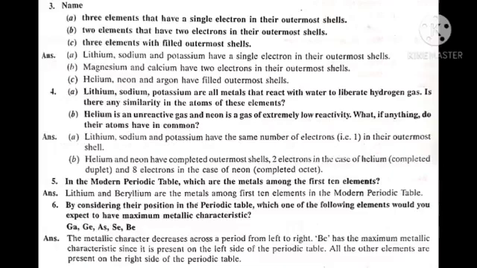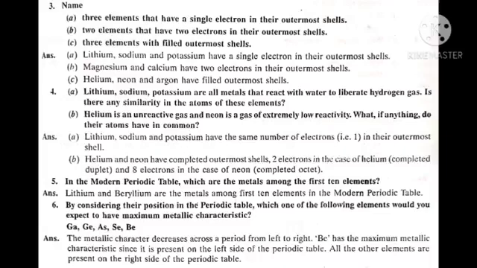Answer: A. Lithium, sodium and potassium have a single electron in their outermost shells. B. Magnesium and calcium have 2 electrons in their outermost shells. C. Helium, neon and argon have filled outermost shells. Question number 4. A. Lithium, sodium, potassium are all metals that react with water to liberate hydrogen gas. Is there any similarity in the atoms of these elements? B. Helium is an unreactive gas and neon is a gas of extremely low reactivity. What, if anything, do their atoms have in common?